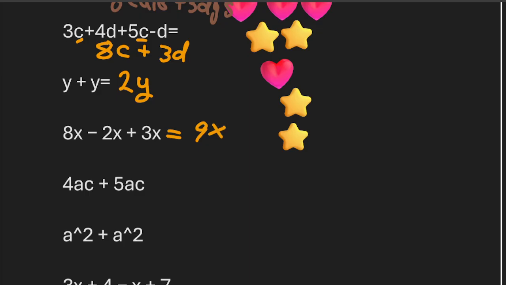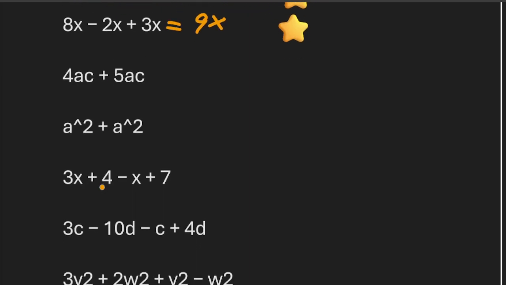Next one, 4ac plus 5ac. Now AC is one thing, so we'll just again think of the cats. So it's 4 cats plus 5 cats, because it's the same thing. AC, AC. So what's 4AC plus 5AC? It's 9AC. Now a squared plus a squared. Is it the same thing? Yes, it is the same thing. So it's just 2a squared.